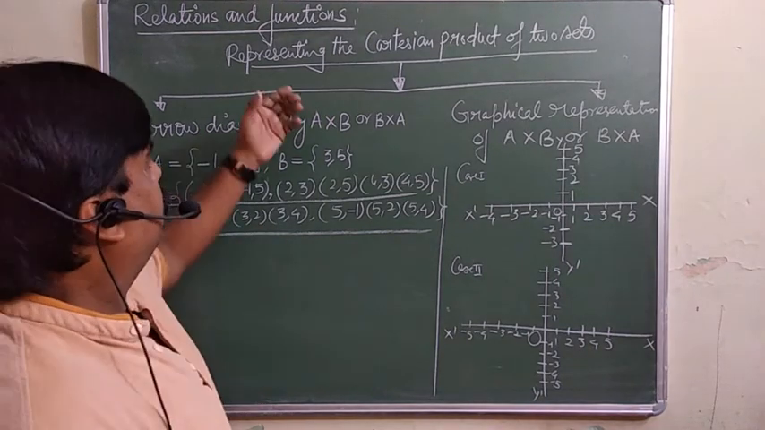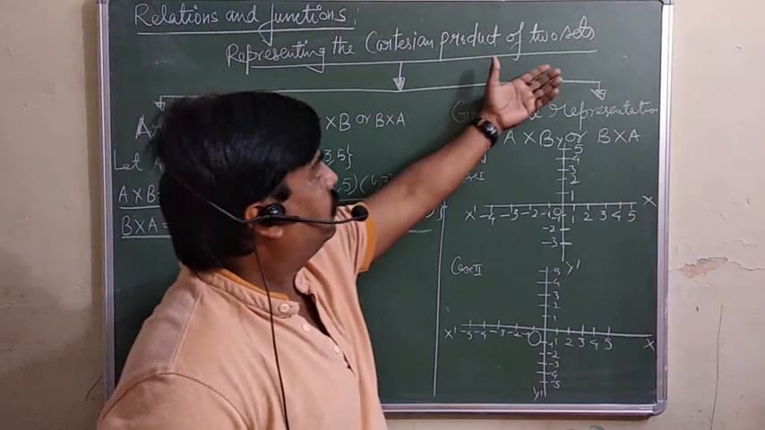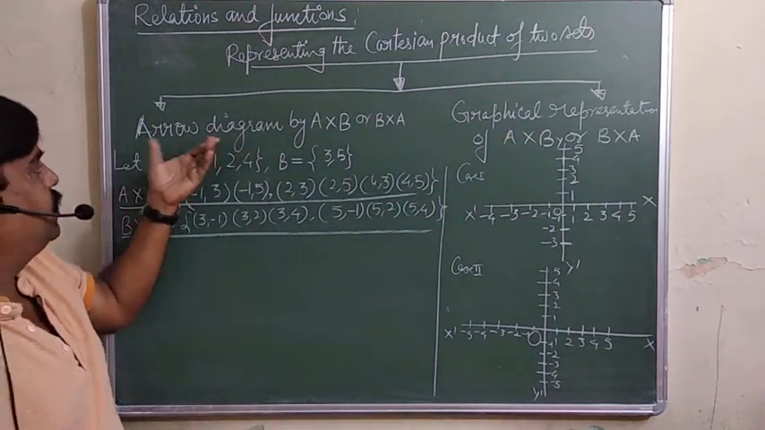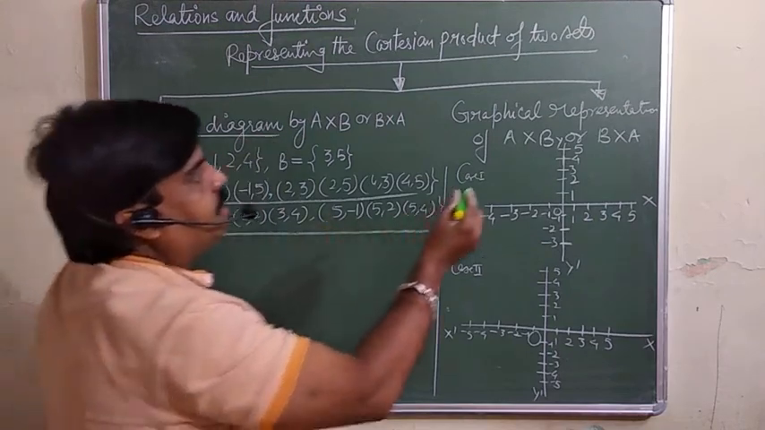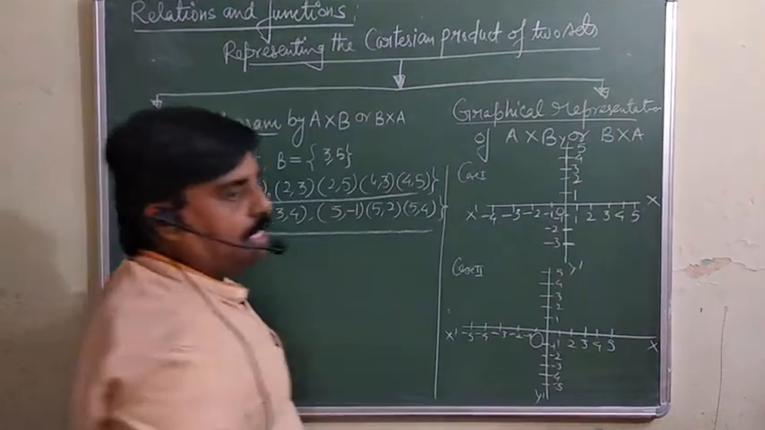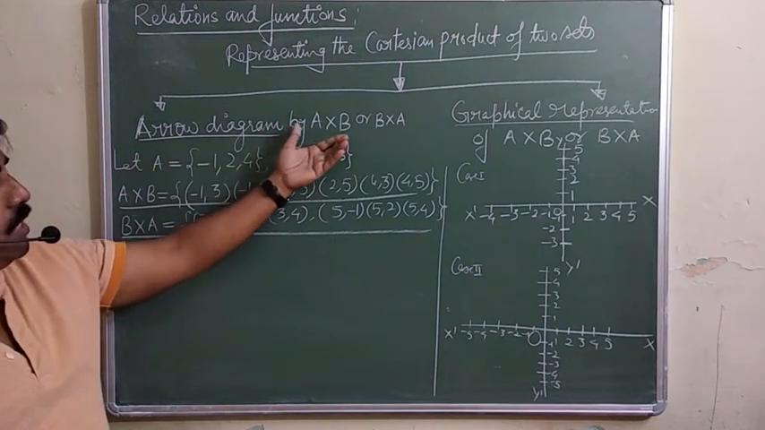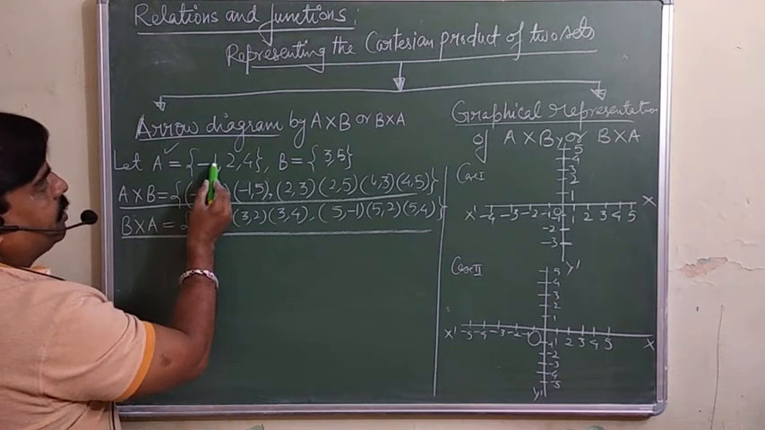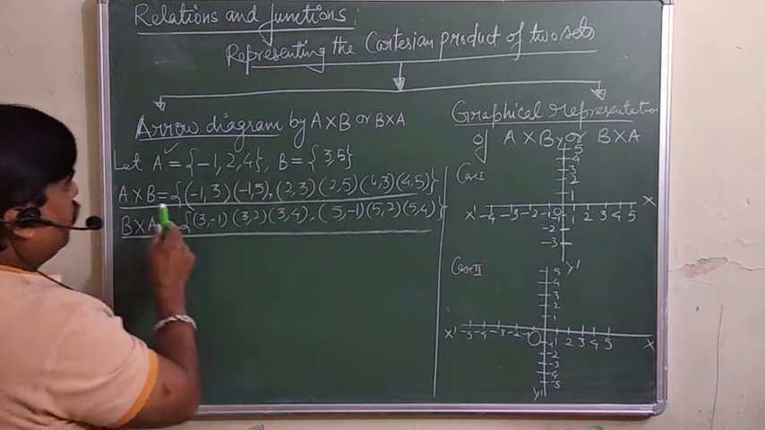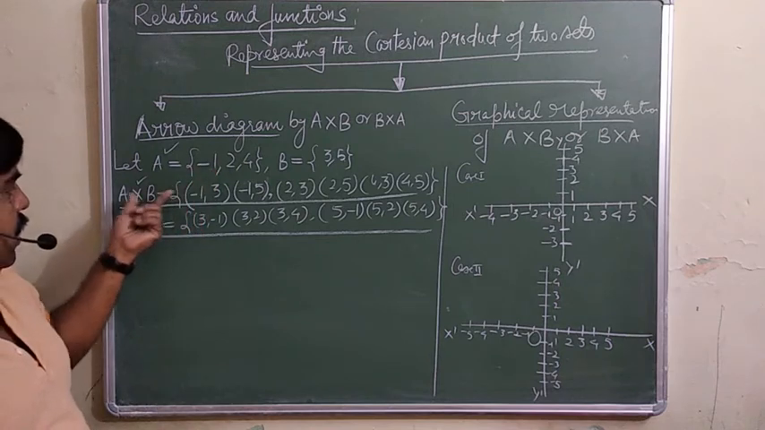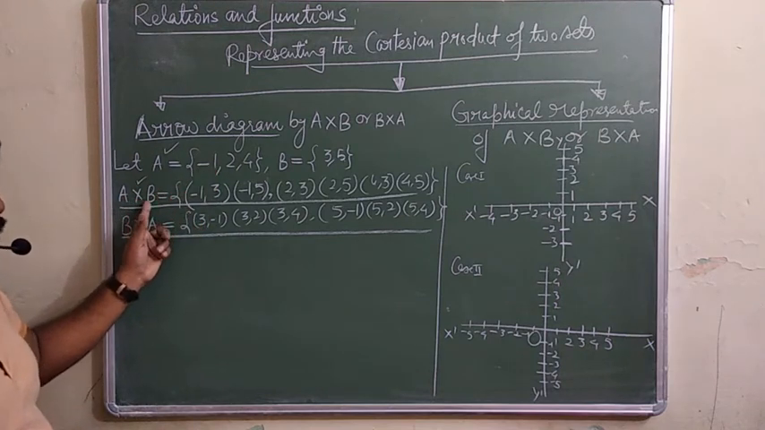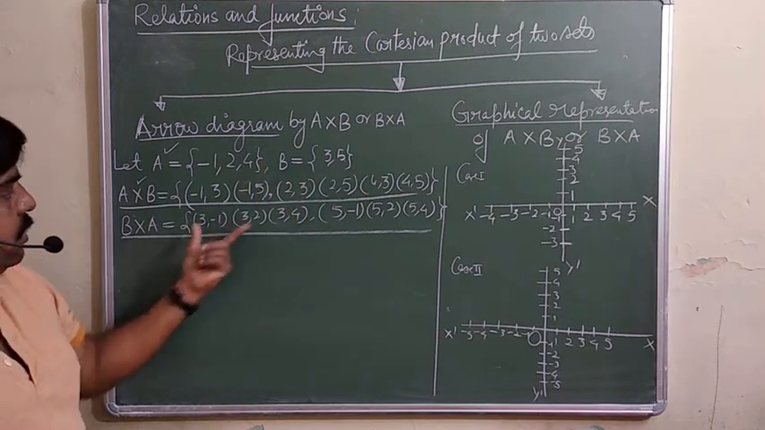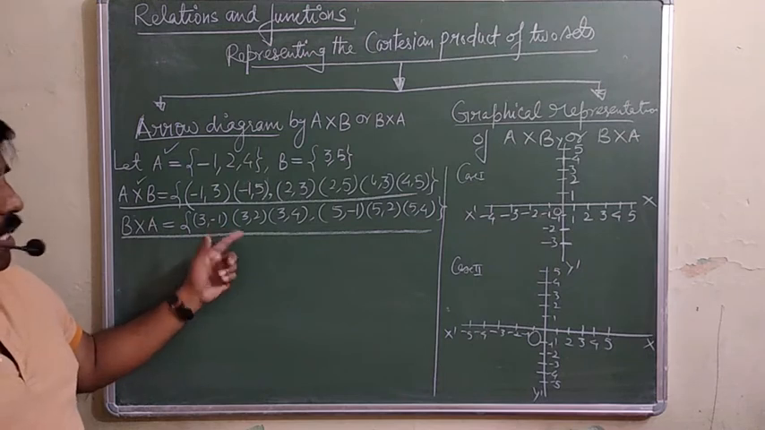Now, representing the Cartesian product of two sets: we can represent the Cartesian product by an arrow diagram and by a graphical representation. By both we can represent A cross B and B cross A. I have already taken the example. Suppose set A has elements -1, 2, 4 and B is 3, 5. Write down A cross B: the first element should be from A and the second from B, so you get these ordered pairs. Similarly for B cross A, the first element is from B and the second from A, so you will get this.